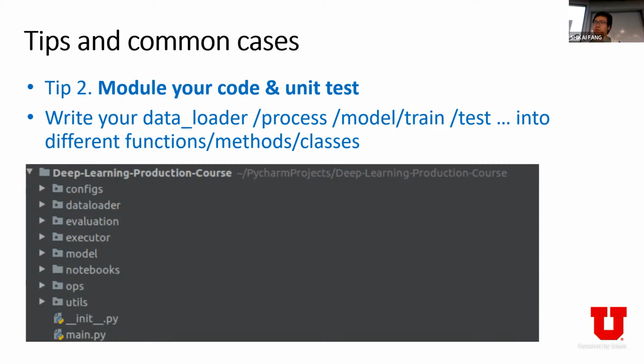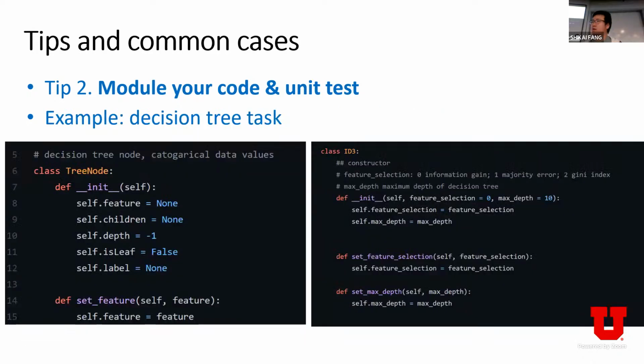I know some students, especially those who don't have coding experience before, just prefer to write everything in a single Python file. However, that's not efficient. That can largely increase the probability that you get bugs and make it very hard to debug. So the idea here is to split your data loader, data processing, model training, and model testing into different functions, and even into different methods and classes. I still give you an example here.